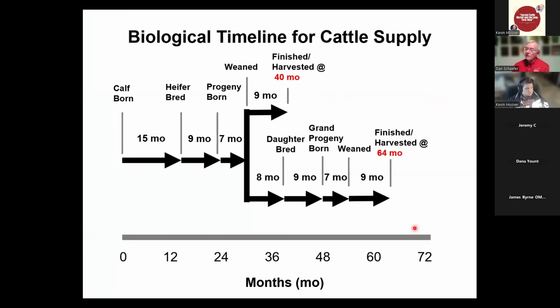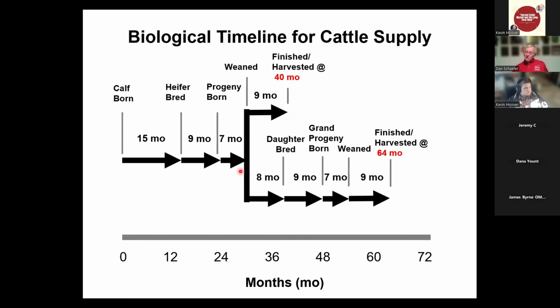So shown on this slide is my depiction of the biological timeline for cattle supply. On the left-hand side of this is an event where a heifer calf is born. She's eventually bred. She gestates that calf, the progeny is born, her calf is born, and if it's a heifer calf, that heifer calf could be weaned and sent to a feedlot and finished approximately 9 months later or so. And if this is the case, this animal is harvested about 40 months after her dam was born.